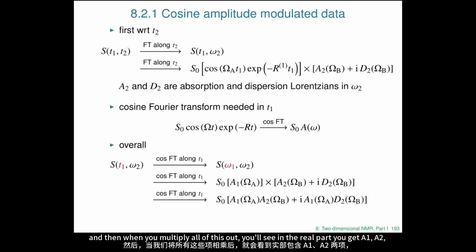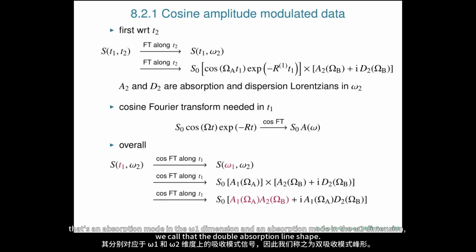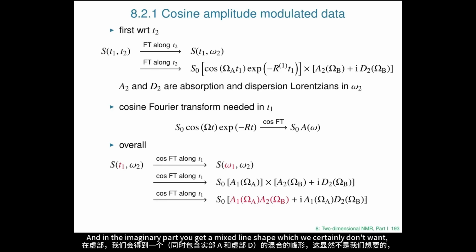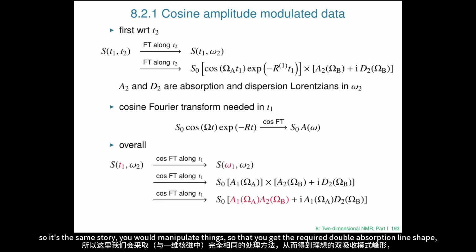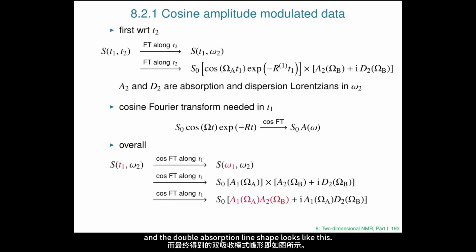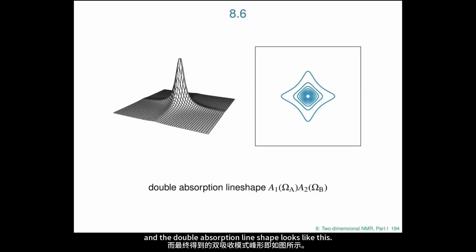Then when you multiply all of this out, you'll see in the real part you get A1, A2. That's an absorption mode in the omega 1 dimension and an absorption mode in the omega 2 dimension. So we call that the double absorption line shape. And in the imaginary part you get a mixed line shape, which we certainly don't want. So it's the same story. You would manipulate things so that you get the required double absorption line shape. And the double absorption line shape looks like this.